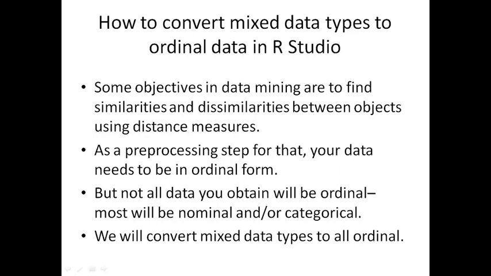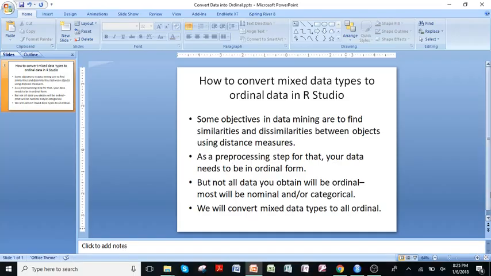But not all data that you obtain or collect will be ordinal. Most of it will be nominal, where the numbers don't really have a meaning or an order to them, or categorical data, where you can't find similarities and dissimilarities between objects which have words as their data. So we will learn how to convert these mixed data types into all ordinal data types so that you can figure out these distance measures using RStudio.